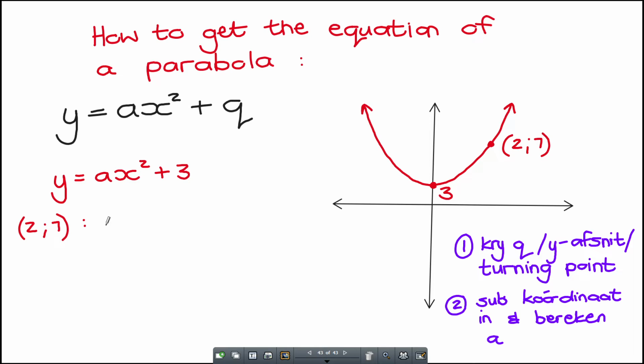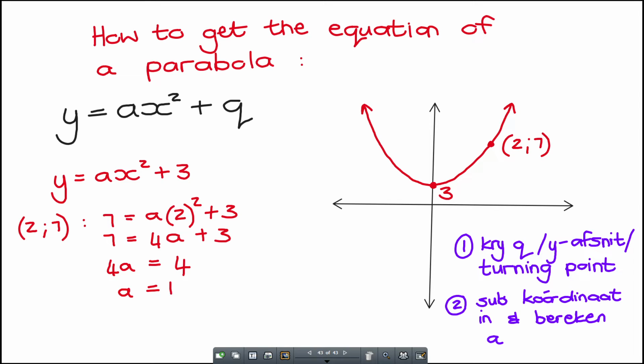So dan het ek y is 7, a en x is 2 kwadraat plus 3. So 4a plus 3, so a is 1. Is julle by? Ek het net gaan instel en toe my vergelyking gaan oplos. Met ander woorde, I got the value of a. Any questions so far?